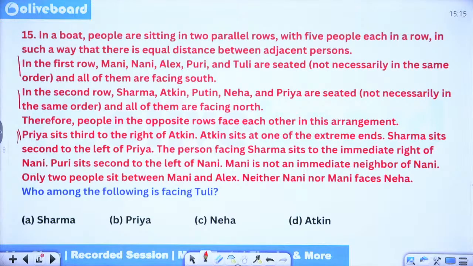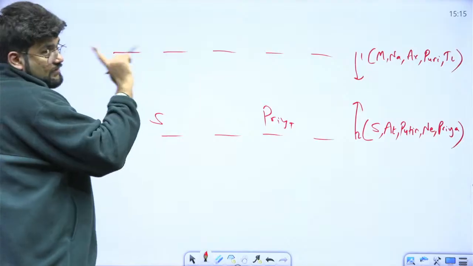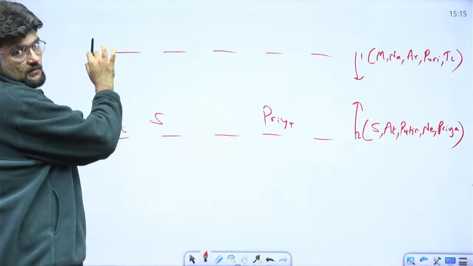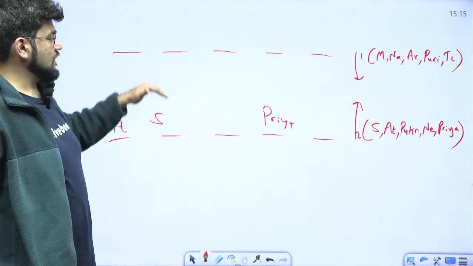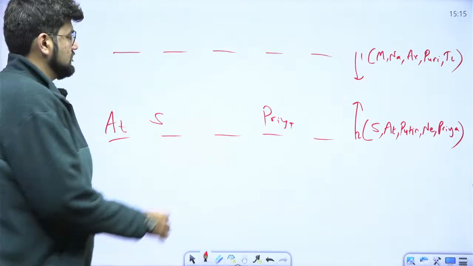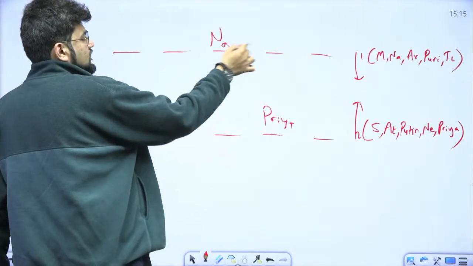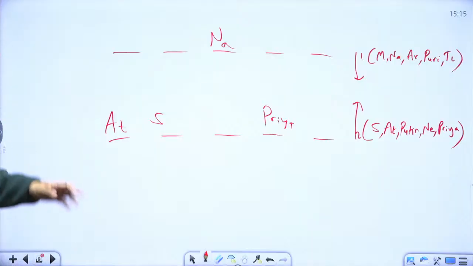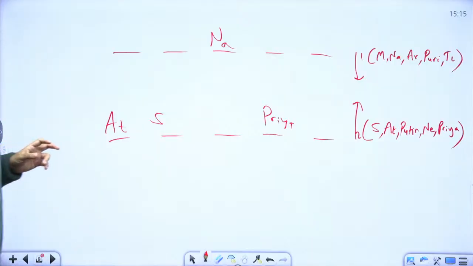The person facing Sharma sits to the immediate right of Nani. This is actually a tricky one. A lot of people end up marking Nani here. The person facing Sharma is sitting immediately right of Nani, so Nani is here, because this line is facing the south. Most of us will make this error when writing it in the exam.